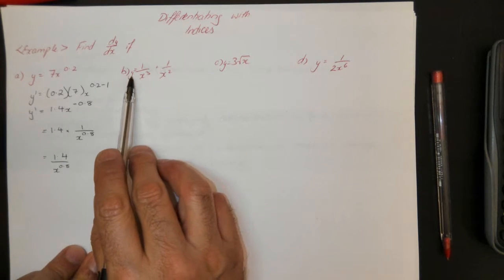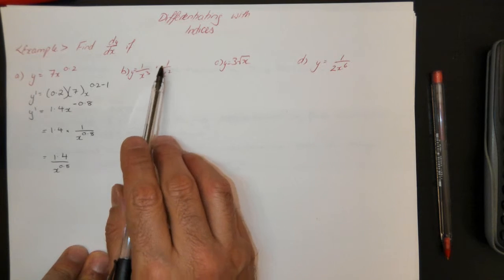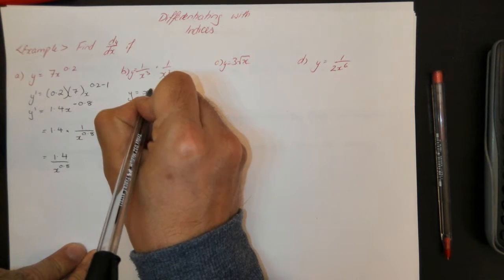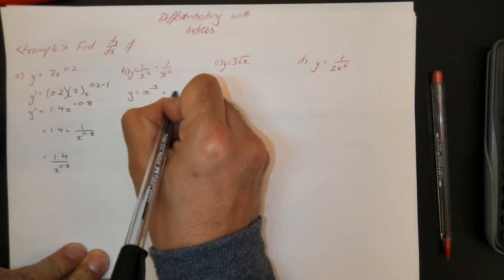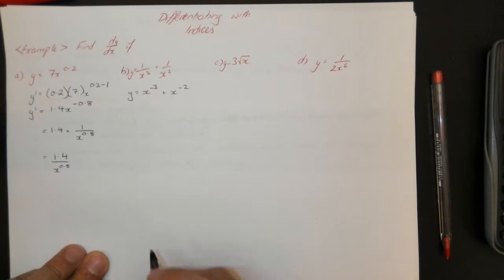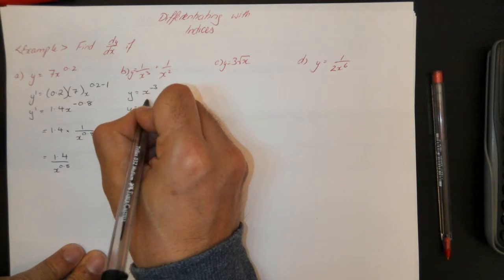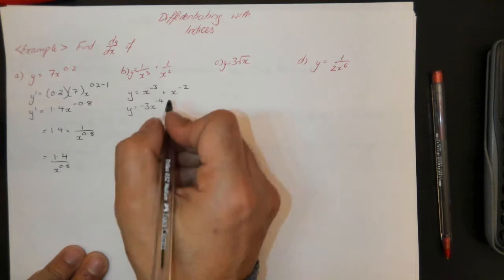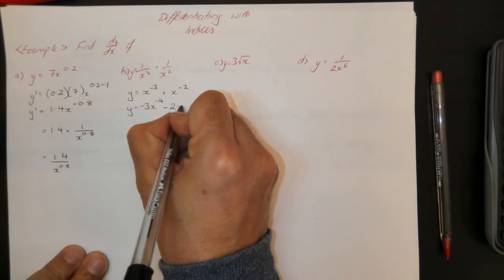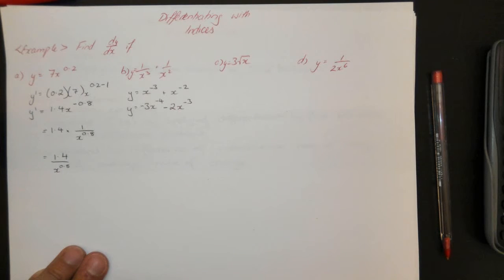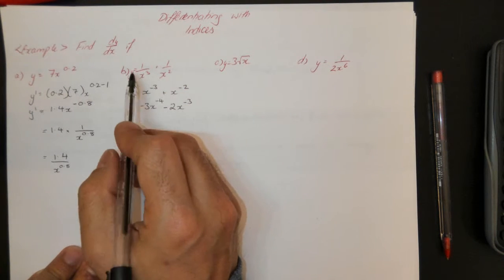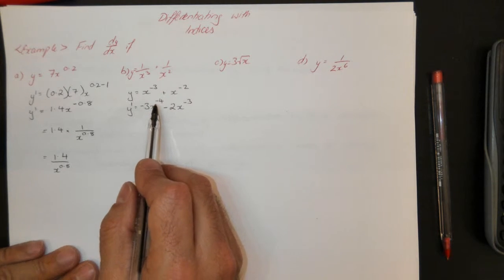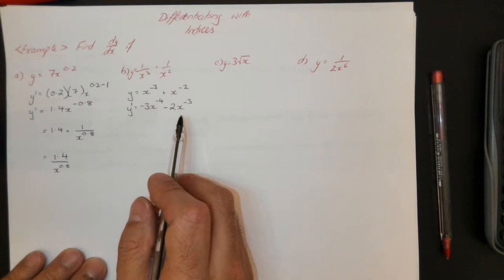Alright. So what about if we have y equals 1 over x to the power of 3 plus 1 over x to the power of 2? Well, we can write that as x to the power of negative 3 plus x to the power of negative 2. The same thing: we bring the power down and reduce the power by 1. So the derivative of y, 1 over x cubed plus 1 over x squared, is negative 3x to the power of negative 4 minus 2x to the power of negative 3.